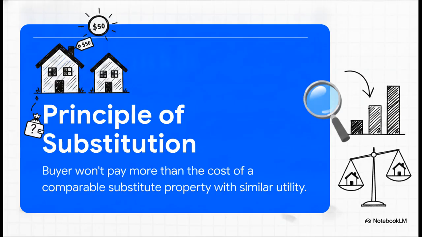Building off of that, the whole appraisal game relies heavily on some core economic principles, and the principle of substitution is absolutely the beating heart of it all. Put simply, a smart buyer isn't going to pay $1 million for a house if they can buy the exact same house right next door for $800 grand. It's just basic human logic, right? Nobody pays extra when an equal substitute costs less.